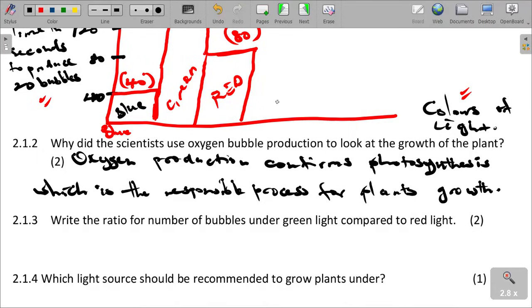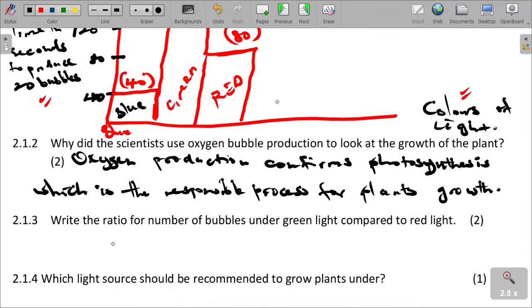When you talk about plant growth, if a plant is alive, it must be able to make its own food. So oxygen is a byproduct of photosynthesis. I think that one we are quite sure about. So for us to see that oxygen is being produced, it confirms the survival of the plant. That is one key thing that you should know.